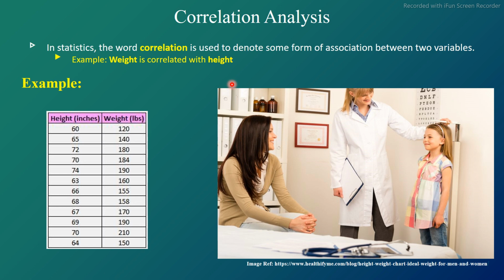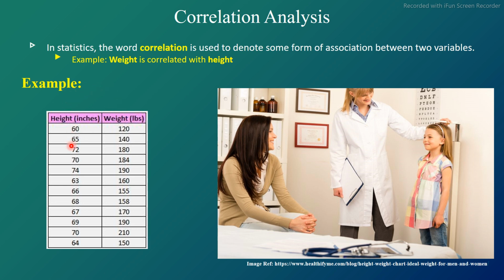For example, if you see the height and weight of, let's say, kids, the height is 60 inches, the weight is, let's say, 120 lbs. If you see this chart, you will see that as the height increases, weight is also increasing. So weight and height are highly correlated here. They form some kind of association between the two variables. But whether height is causing weight or not, you can't conclude here.